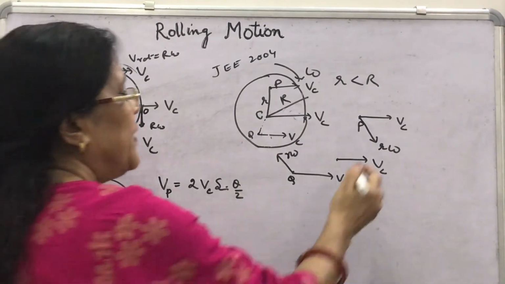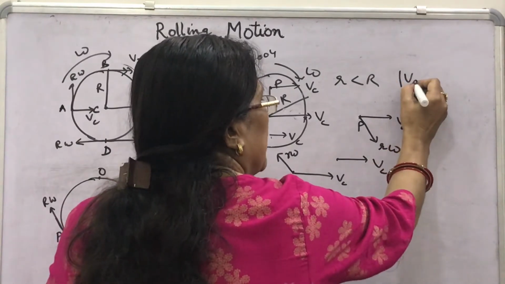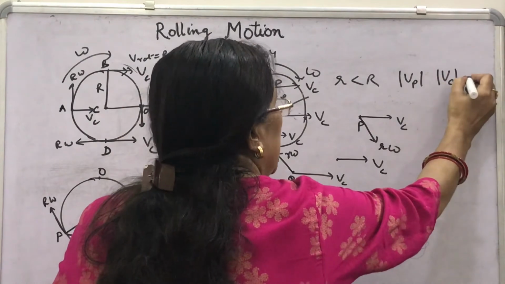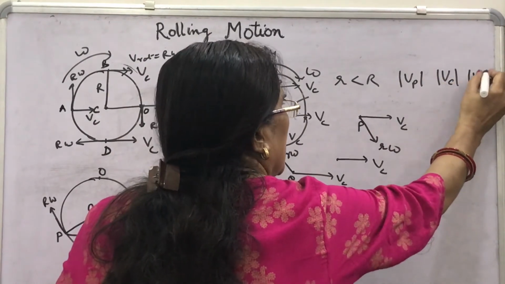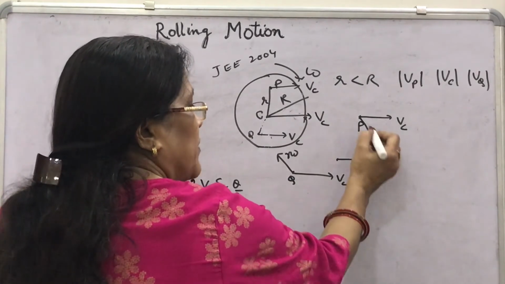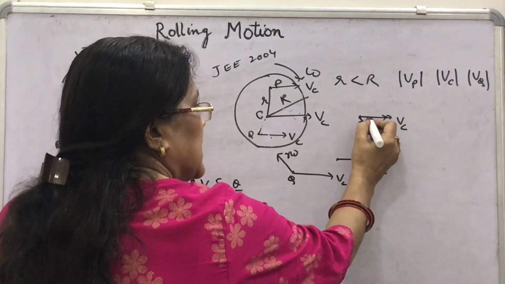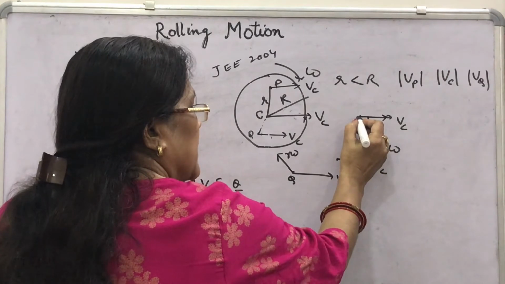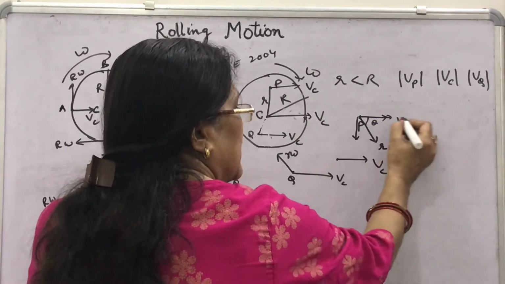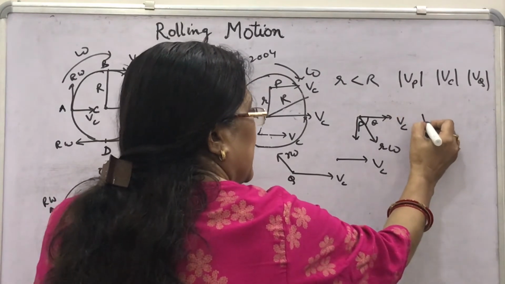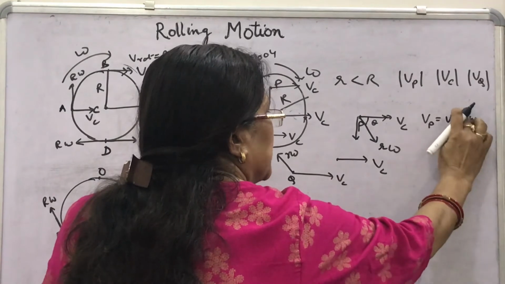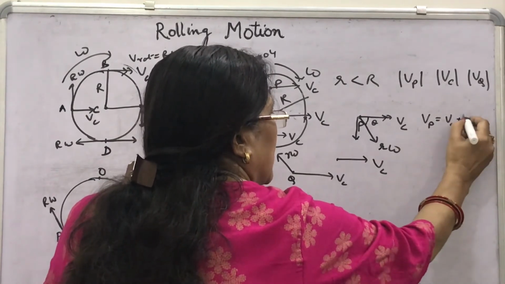How to compare? What is the question? Compare Vp, Vc and Vq. Look here. The net velocity r omega will have one component in this direction. Suppose this is angle theta, and the other component in this direction. So Vp net will be Vc plus r omega cos theta.